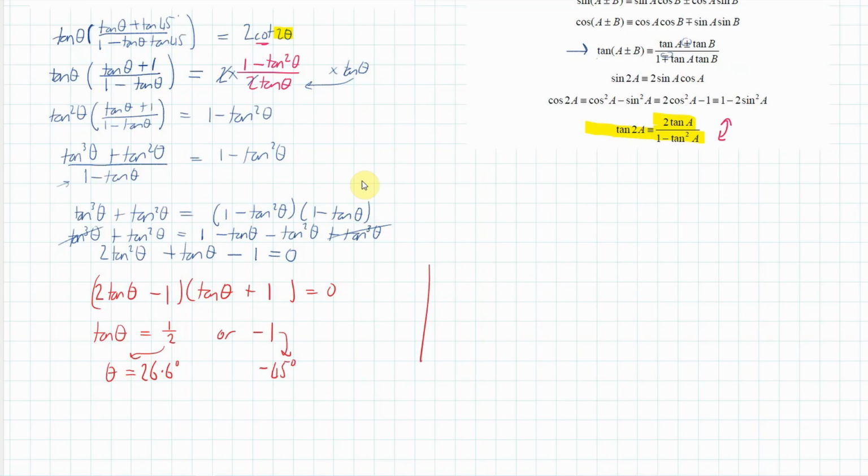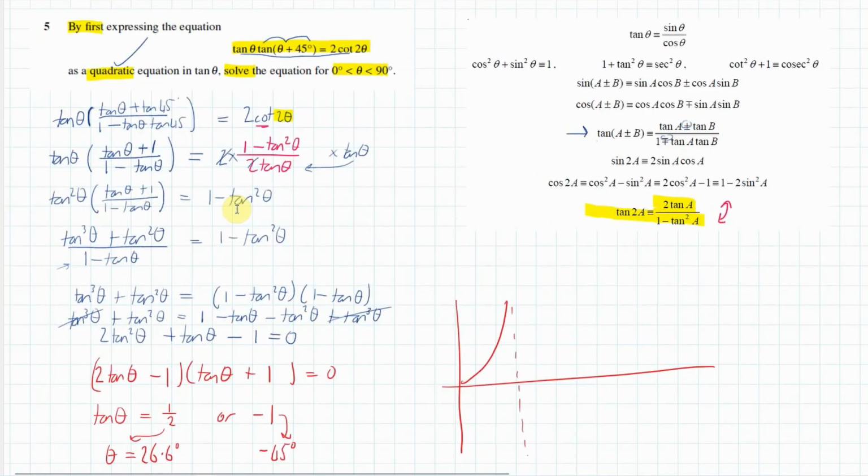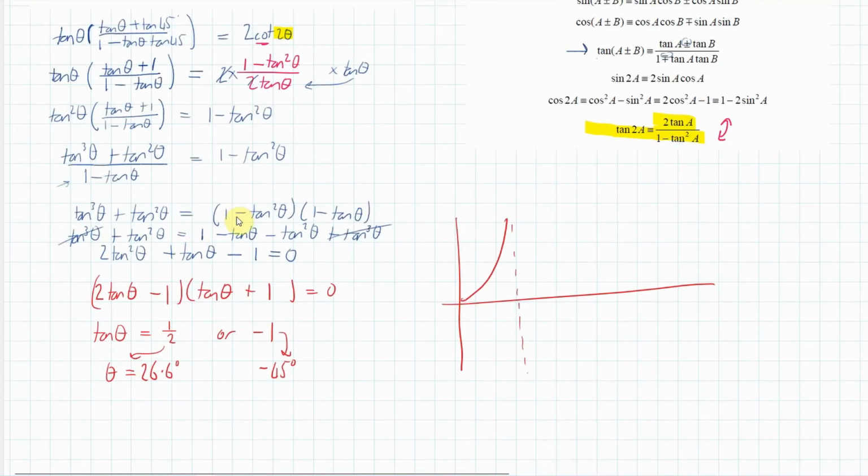Now we're going to do a quick graph. I think we need to go from 0 to 90. Let's have a quick look. Yeah, anywhere between 0 and 90. So obviously this 26 is in there, and the minus 45 is out here somewhere, but there is nothing that corresponds to this in the range, so I would just give my answer as theta equals 26.6 degrees, and that would be my final answer.